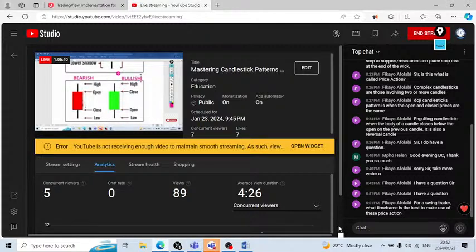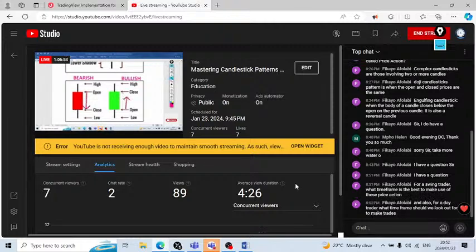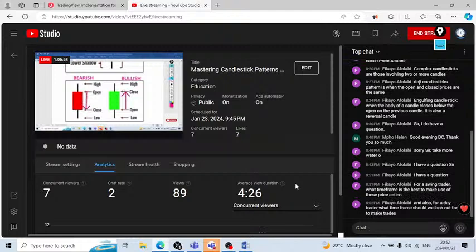Okay, for a swing trader, what time frame is the best to make use of this price action? So with me, if I'm going to analyze, I would do my analysis on the daily or the H4, where I will do my trend analysis and everything.